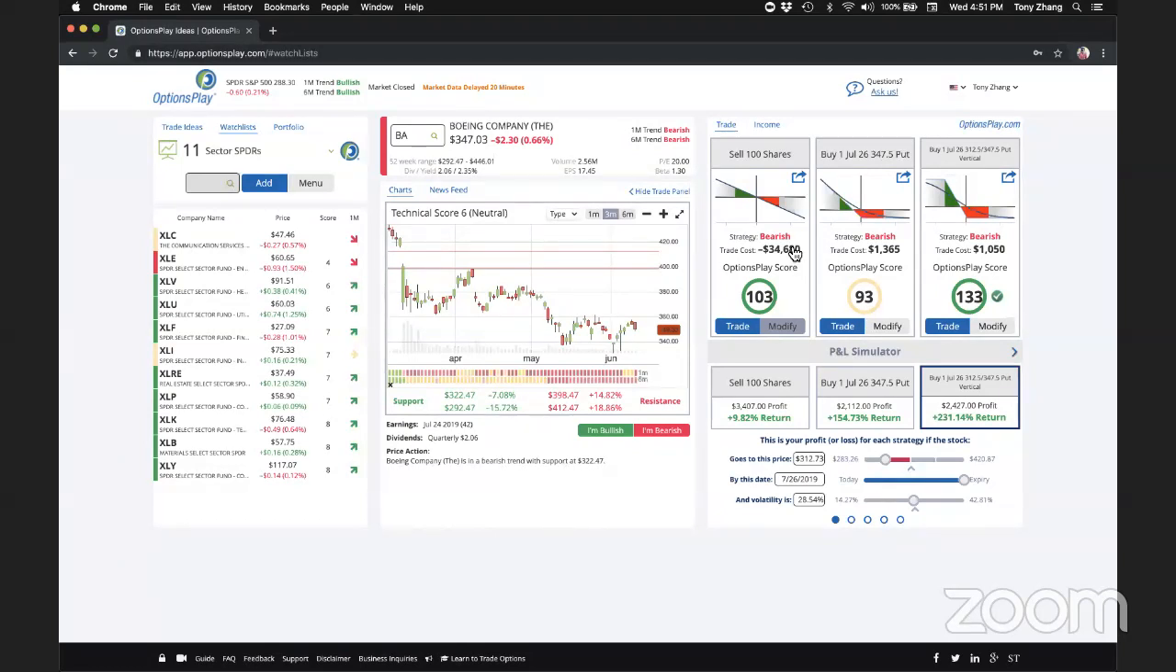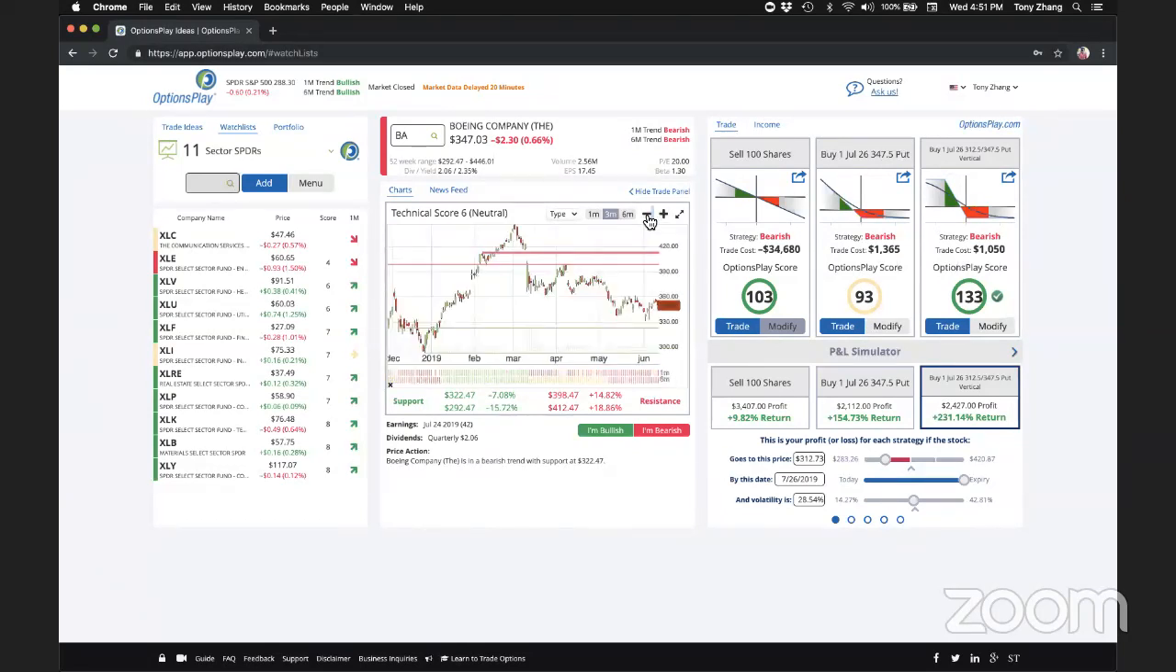So that's not a strategy that I'm really looking to do, but I have it up there for comparison purposes. I can buy a put option, which costs me $1,300. So this is the July 26, 347.5 puts, or I can buy this July 312, 347 puts. So these are the three strategies that I'm looking at. One costs $1,300, one costs only $1,000.